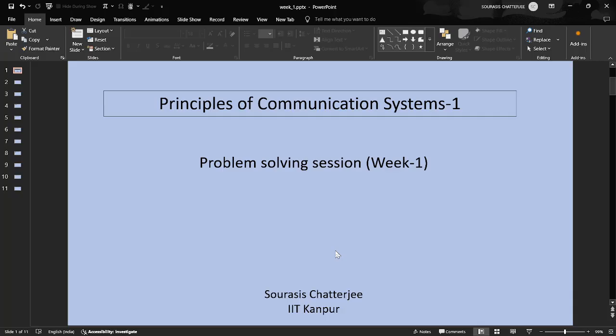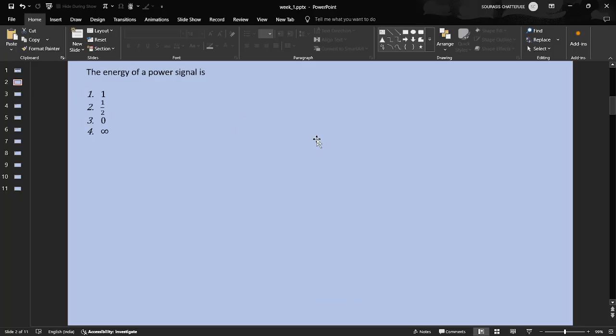With that, let us begin. So let's move to the first problem of today's session. It asks the energy of a power signal, and we have four options: 1, 0.5, 0, and infinity. So the answer is supposed to be one of these. Now the answer can be found very easily, but I would like to first just reiterate the point that there are two key things. Let me point it out here.